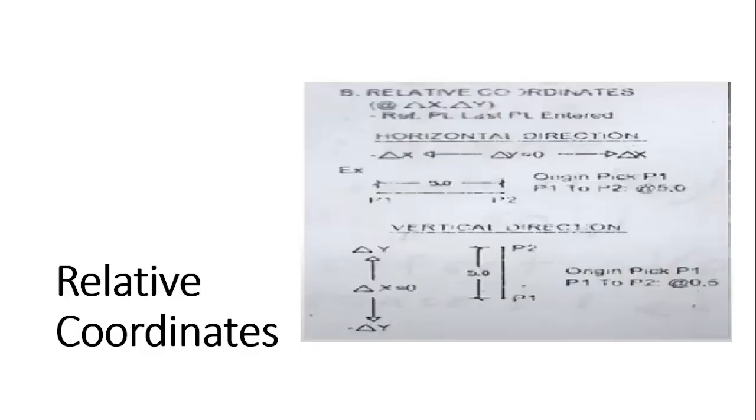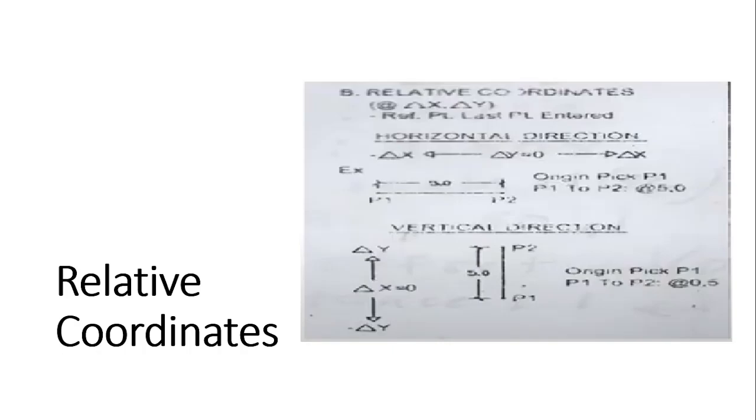As you can see, we have here the horizontal and vertical directions in AutoCAD. When it comes to relative coordinates, we identify the difference within the x and y axis. To input relative coordinates for our objects, especially lines, we must indicate in the command the at symbol, then the value of the change in x, comma, the value of change in y.